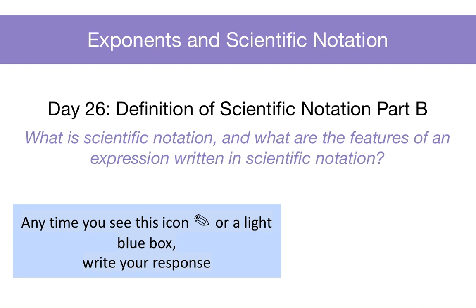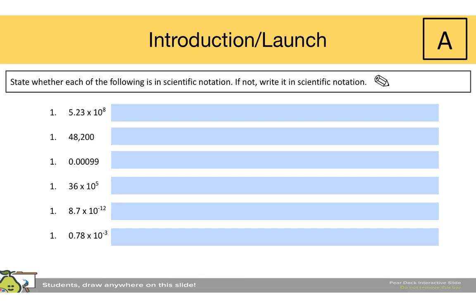8th graders are working on Unit 7, Exponents and Scientific Notation, Day 26, Definition of Scientific Notation, Part B. What is scientific notation, and what are the features of an expression written in scientific notation? For the introduction, students should state whether each of the following is in scientific notation, and if it's not, they need to write it in scientific notation. So students should notice that number 1 is written in scientific notation. And please note that you may need to renumber your slides.